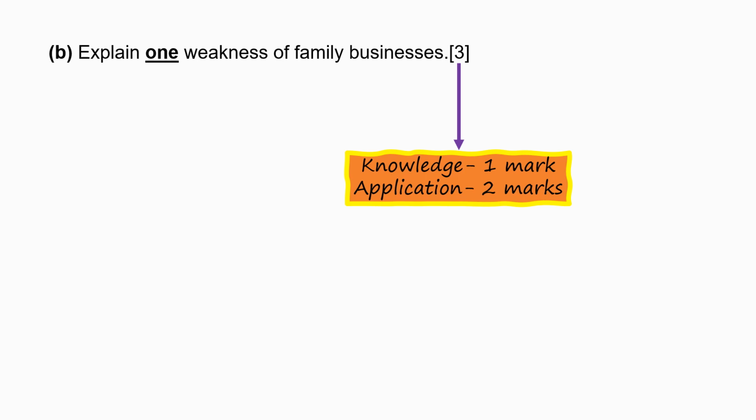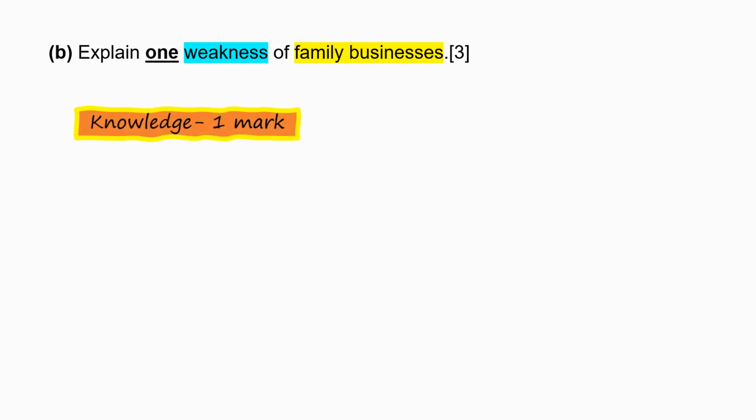Next, explain one weakness of family businesses. Again, knowledge 1 mark, application 2 marks, only one weakness of family businesses. Family businesses is business terminology. First knowledge mark: lack of skills or experience. That is a problem in family business.